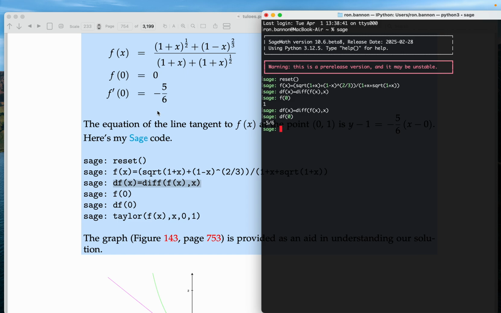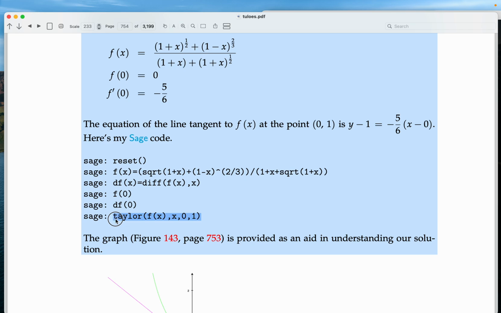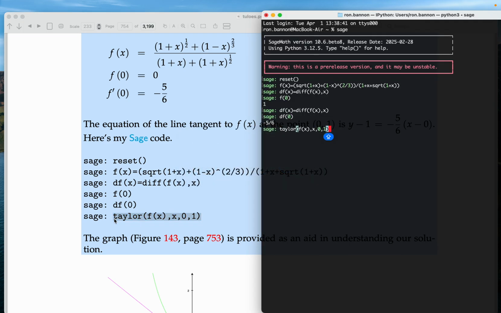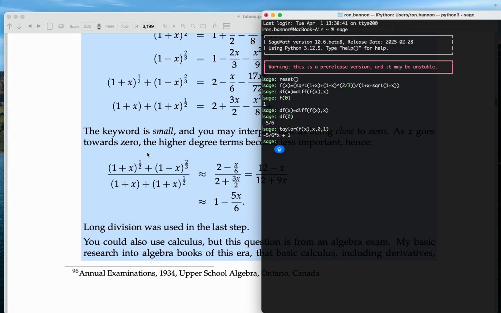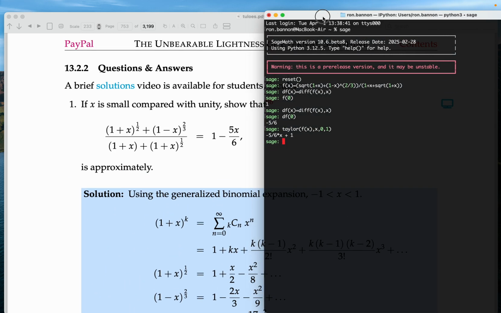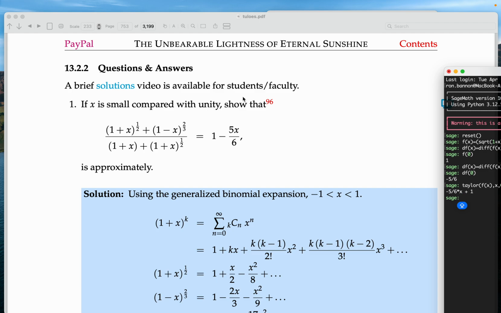All right? So what I want to do is also do a Taylor series. Copy pasting. And I wanted it centered at 0, but I only want a linear polynomial. So what do we get? Minus 5/6 x plus 1. So the Taylor polynomial centered at 0 gives me this for that left-hand side, which is what we're expecting to see. All right, let's go back and read it again. If x is small compared to unity, show that this thing is approximately the same thing as over here.